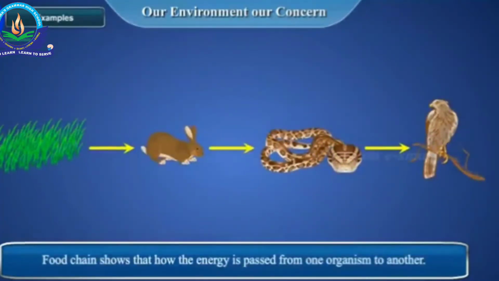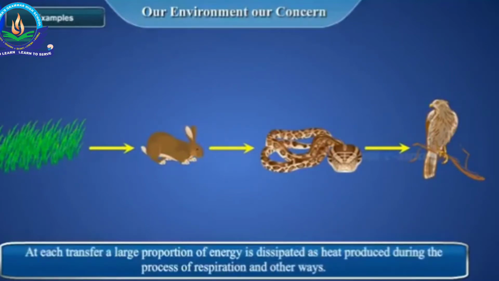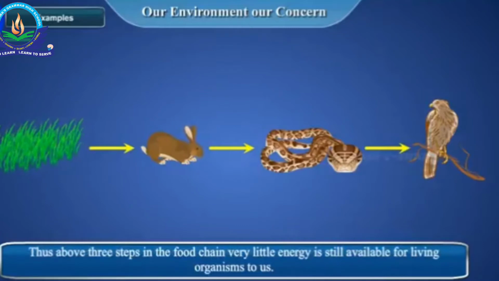A food chain shows how the energy is passed from one organism to another. At each transfer, a large proportion of energy is dissipated as heat produced during the process of respiration and in other ways. Thus, beyond 3 steps in the food chain, very little energy is available for living organisms.